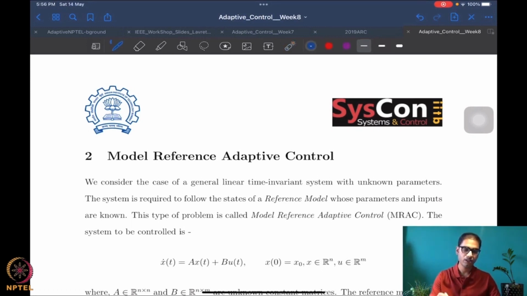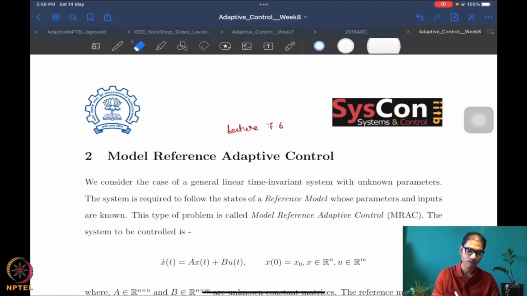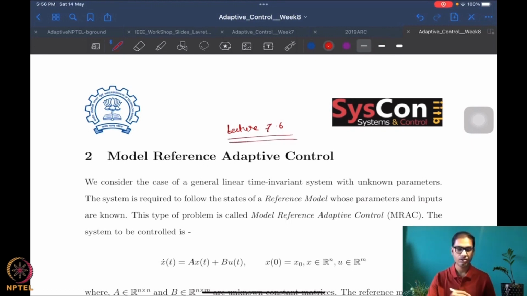So this is where we will begin today. I will mark it as lecture 7.6. All right, I'll mark it as lecture 7.6.